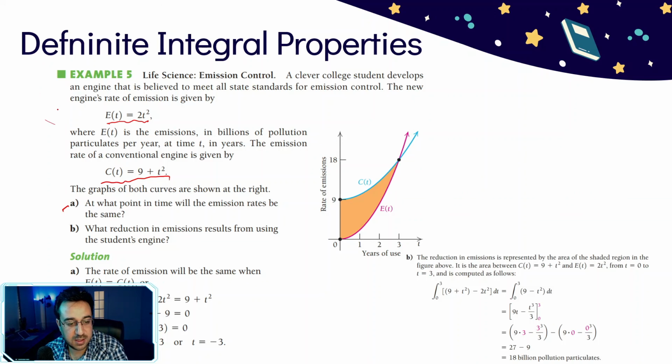What reduction in emission results from using the student's engine? Then you will do the integration from 0 to 3 of the conventional engine emissions, which is C of t, minus the new engine emissions E of t. So that would be 9 plus t squared minus 2t squared dt from 0 to 3 years of use in this case. Then doing that integration would give you the reduction of emission from the engine proposed by the student.